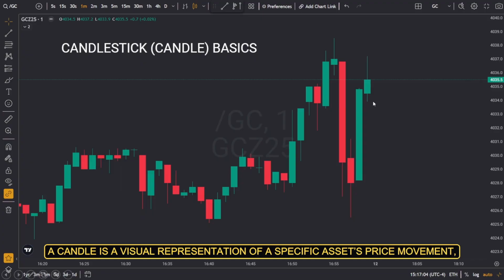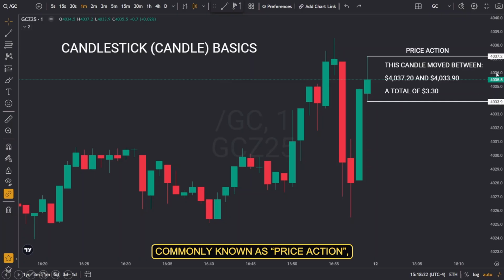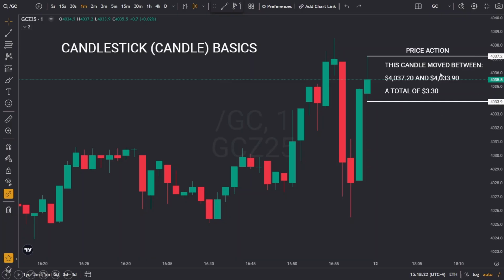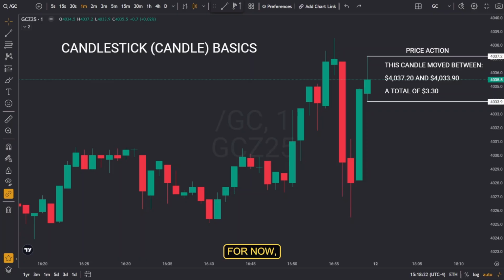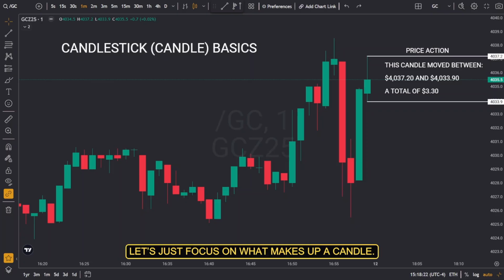In today's lesson, we're going to learn what a candlestick or candle is. A candle is a visual representation of a specific asset's price movement, commonly known as price action. We'll learn more about assets and price action in future lessons. For now, let's just focus on what makes up a candle.